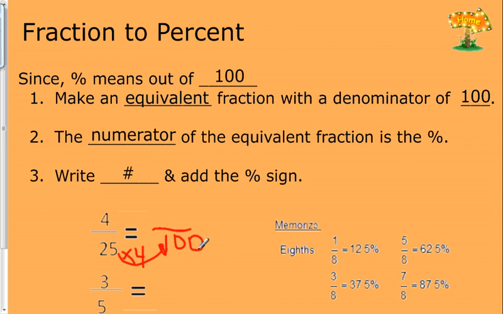Now, since these are equal, whatever I do to the bottom, I also have to do the same thing to the top. So not only do I want to multiply the bottom by 4, I want to multiply the top by 4. So 4 times 4 is 16. So on step 2, the numerator, which is your top number, is the percent. So in step 3, I'm just going to write the number from my numerator, 16. So then that means I have 16%.